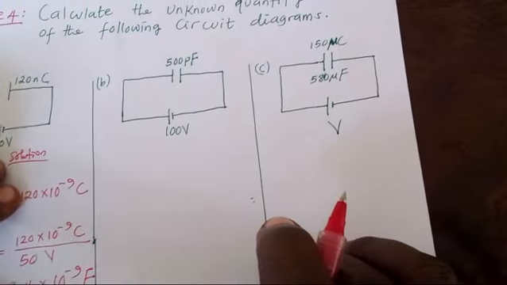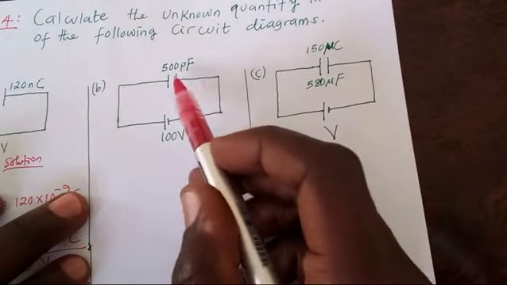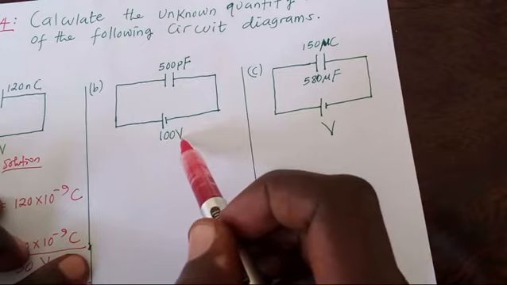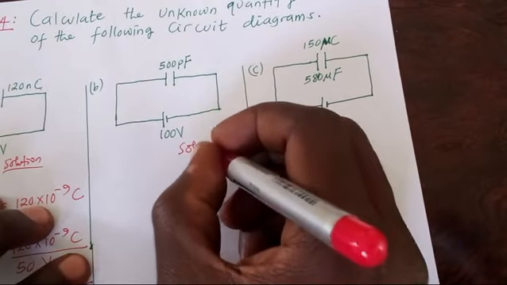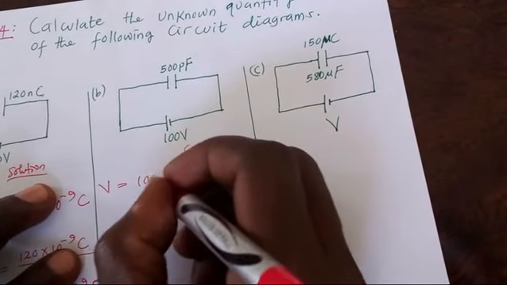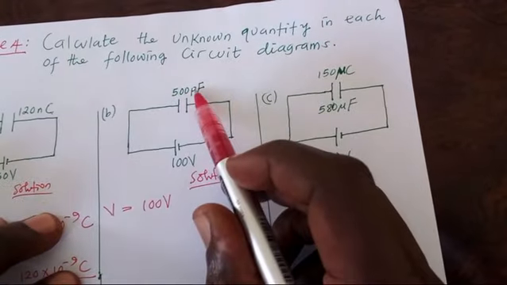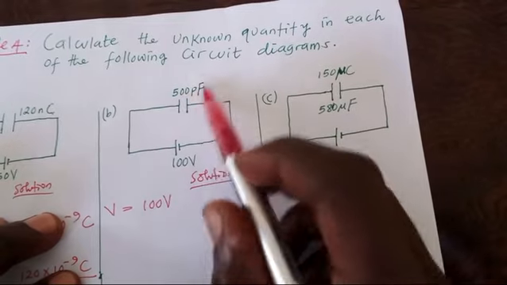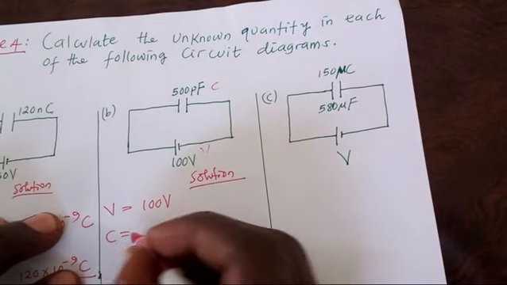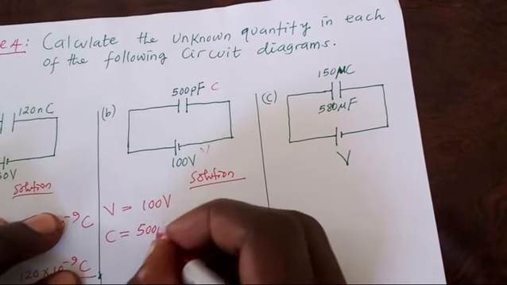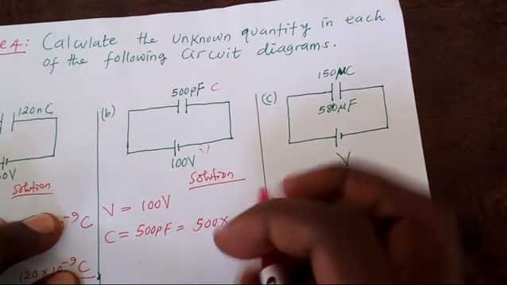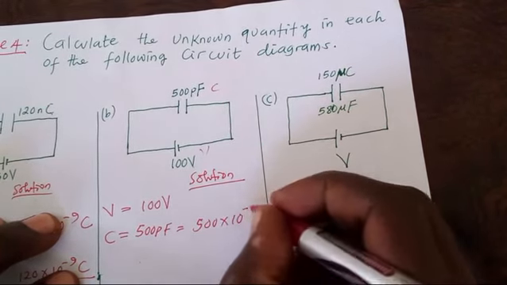Now let's take the next circuit diagram. In the next circuit diagram, the voltage of the battery is 100 volts. So solution, our V is 100 volt, and this is picofarad, the unit of capacitance. So this is C, this is V. So our C is 500 picofarad. This is 500 times pico, which is 10 raised to the power of minus 12.